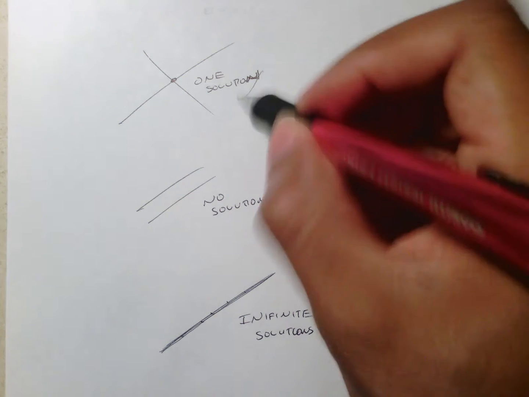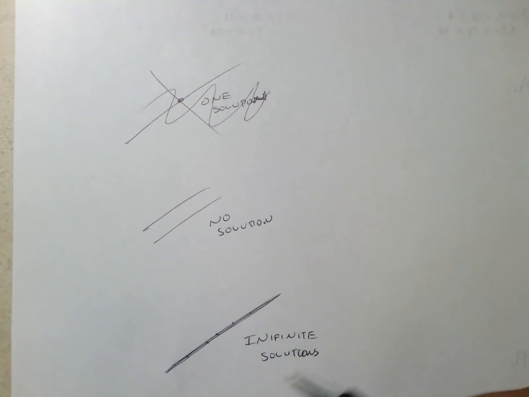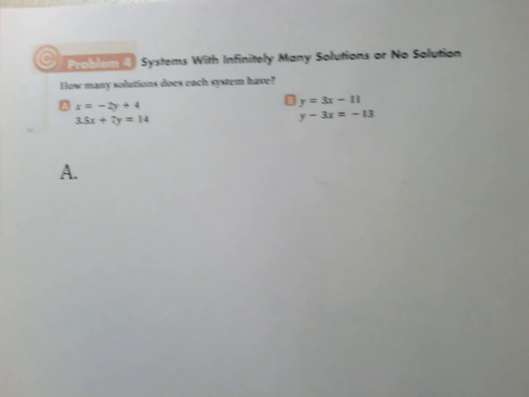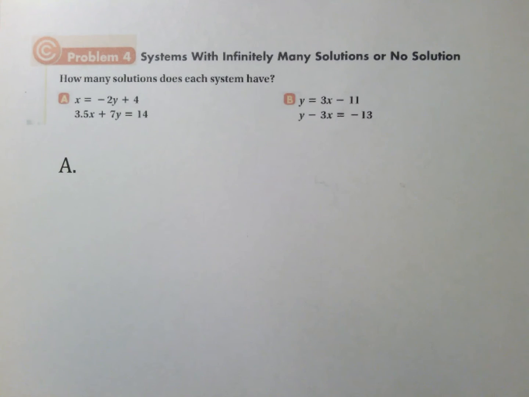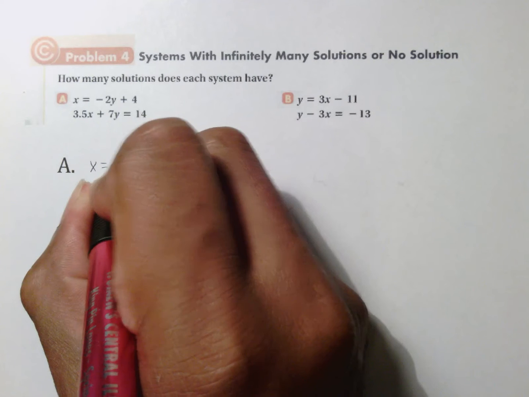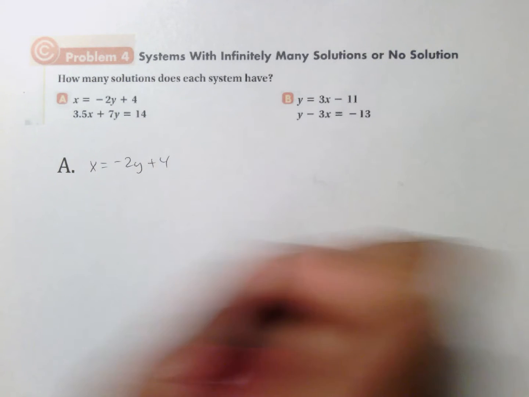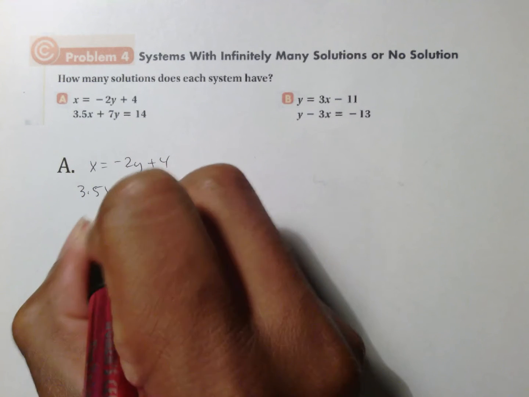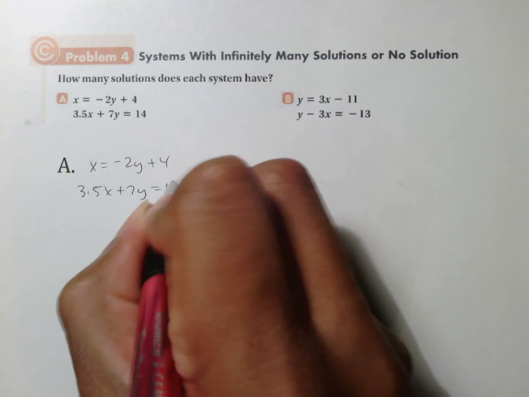So we're going to take this one out because, of course, we understand how to do one solution work. We just need to figure out how do we determine whether it has no solution or infinite solutions. And what you find out when you work out the questions like that is that something always kind of happens that tells you you're going to have something weird going on. So let's look at A, which gives us x equals negative 2y plus 4 and 3.5x plus 7y equals 14.